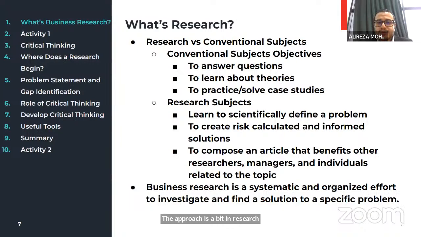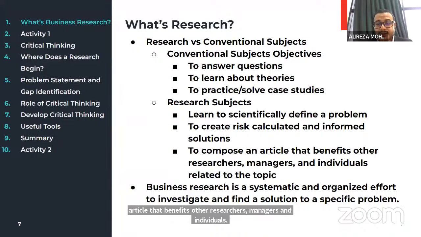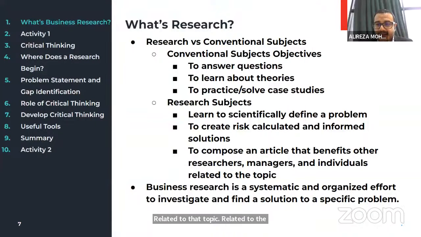You sit there to learn how to scientifically define a problem, to create risk-calculated and informed solutions to that problem, and as a result, to compose an article that benefits other researchers, managers, and individuals related to that topic, related to the problem. So in very short, in a research class, you create, you compose, you write about the problem and its solution.